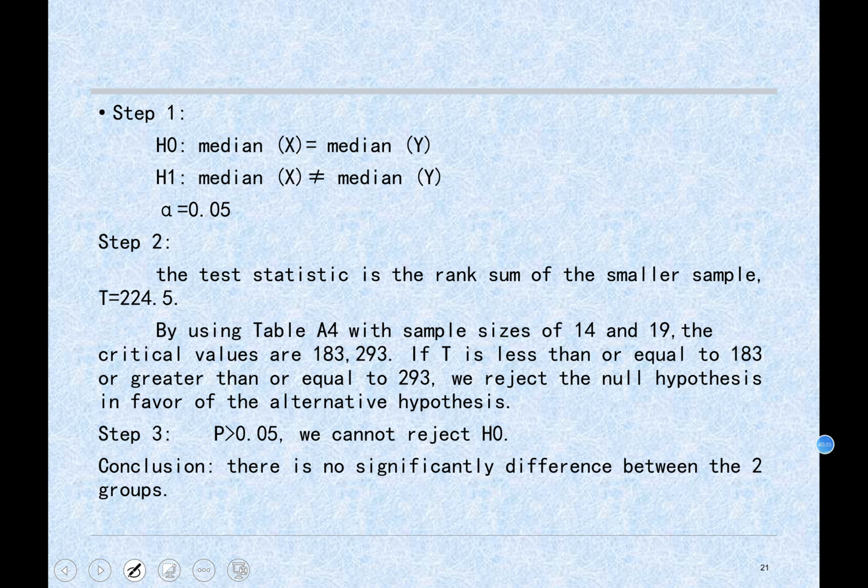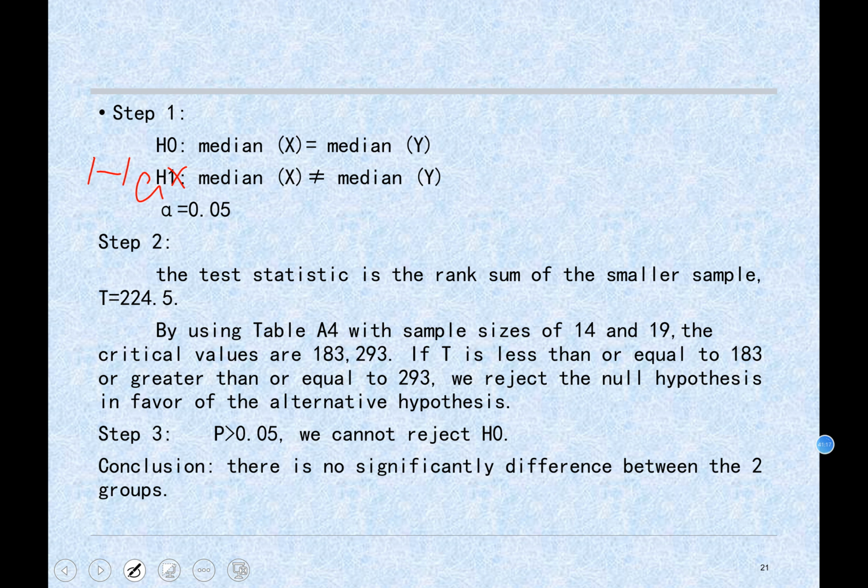Okay, so here, let's watch the whole procedure of the hypothesis test. Step 1, H0: median of x equals median of y. So x and y actually mean group 1 and group 2 in this question. And next one is HA, not H1. HA, the alternative hypothesis, should be not equal. Median of x is not equal to median of y, and the significance level alpha equals 0.05.